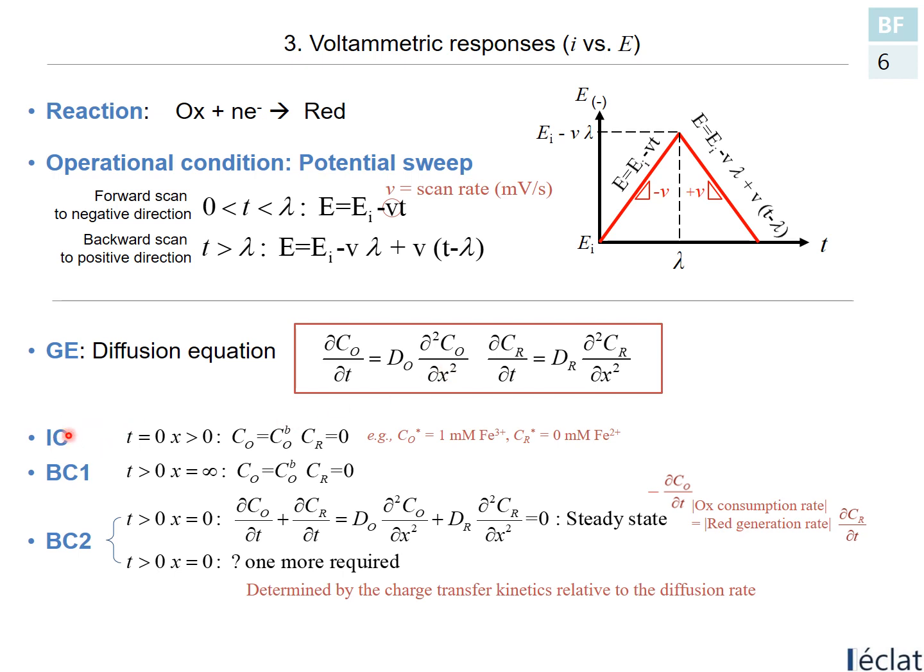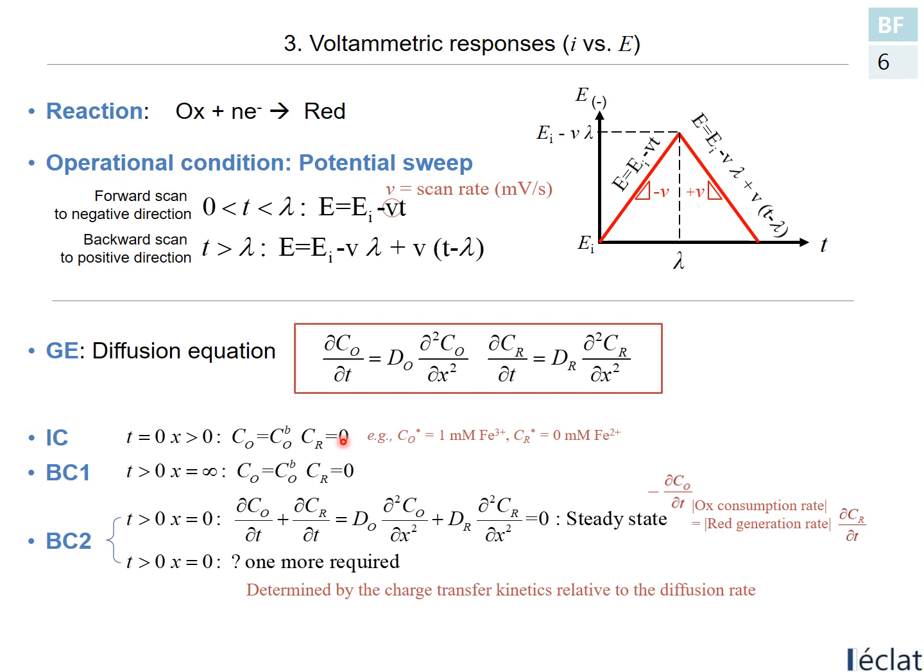Let me start with the initial condition. At time equal to 0, independent of the location, the concentration of oxidized species and reduced species should be the initial value of those species, or bulk concentration of those species. So, the concentration of oxidized species at time equal to 0, independent of location, should be its bulk concentration. Also, the concentration of reduced species should be its bulk concentration.